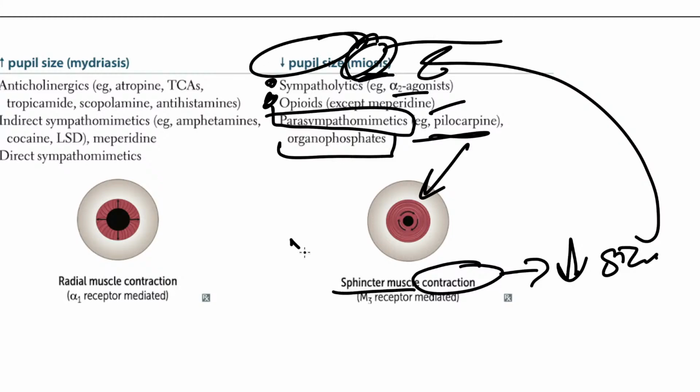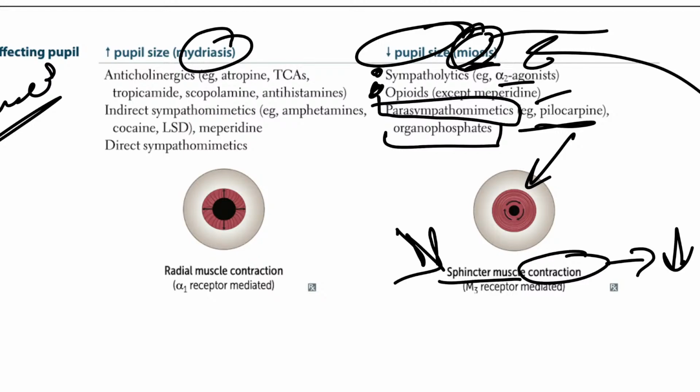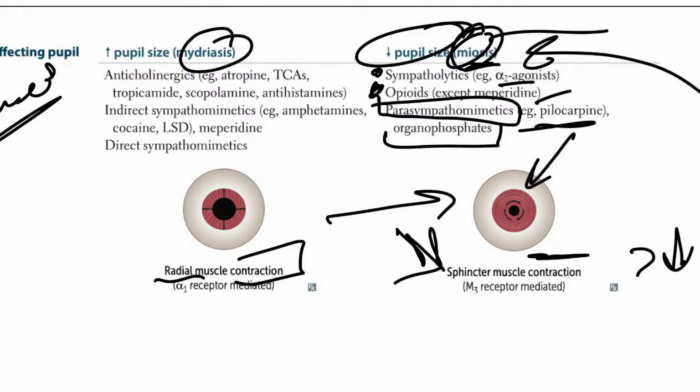It is done through sphincter muscle contraction, because the other one, mydriasis, will be done through radial muscle contraction. Look, both are contracting. That's the thing here. Both are contracting, but one is causing the pupillary size to decrease, and the other is causing the pupillary size to increase because it's the radial muscle on the periphery. So it's going to stretch it open.